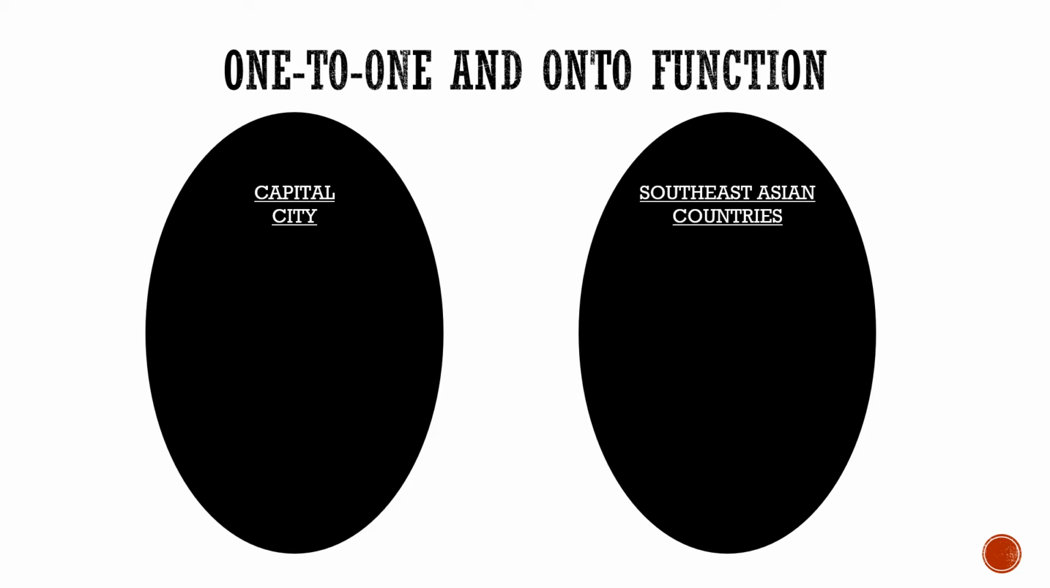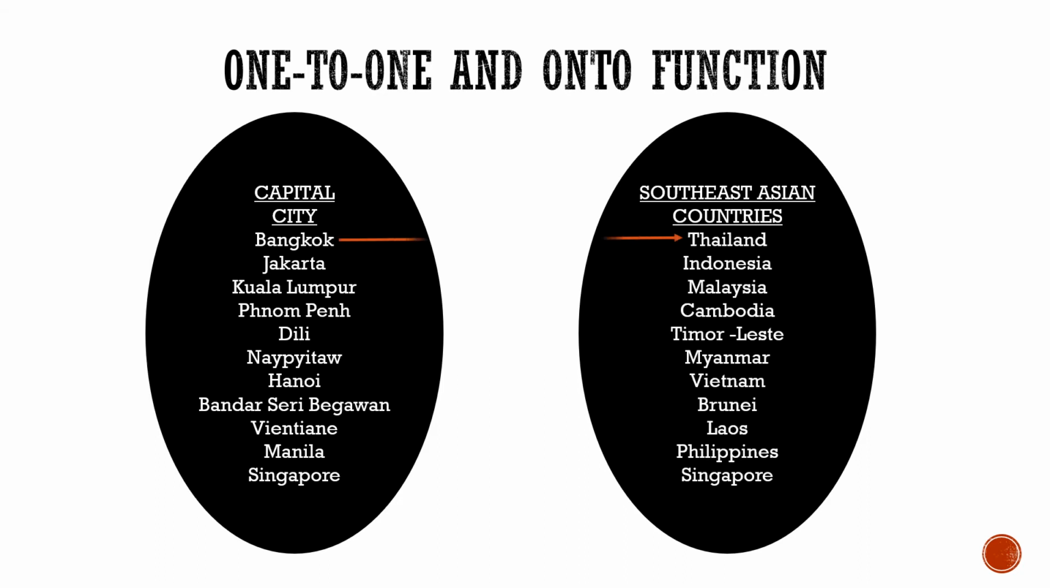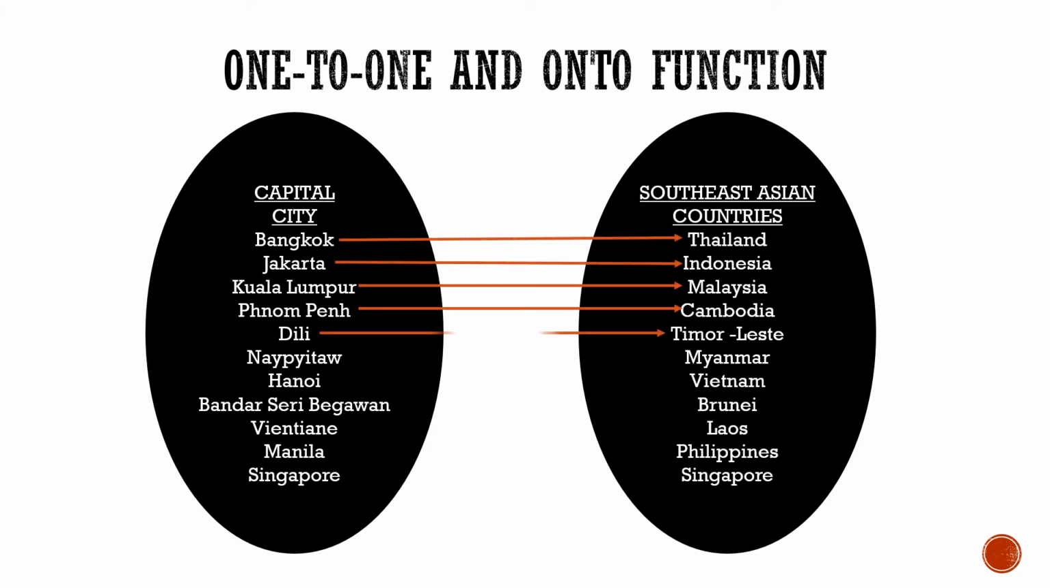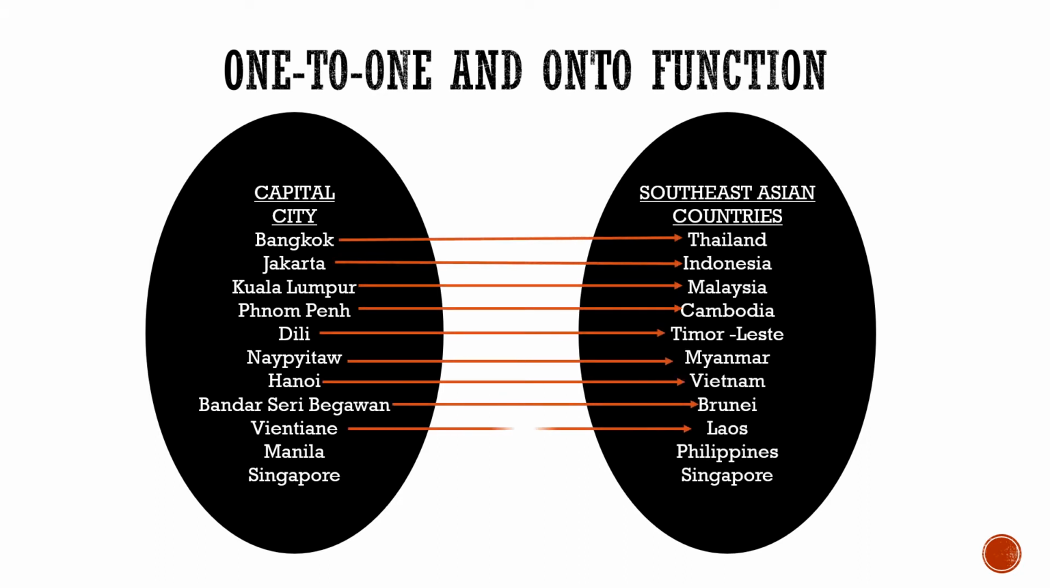Let us have an example of one-to-one and onto function. Each Southeast Asian capital city corresponds to exactly one Southeast Asian country. This is a one-to-one and onto function because there is no country in Southeast Asia that has the same capital city.